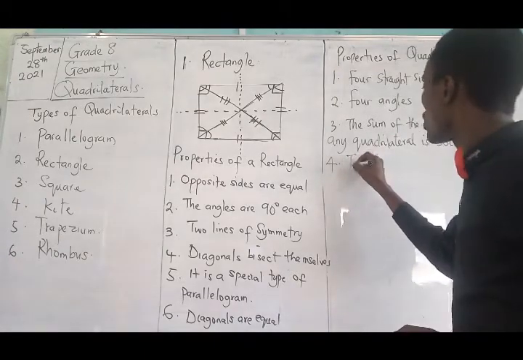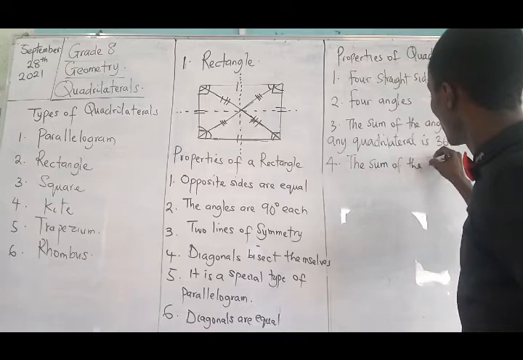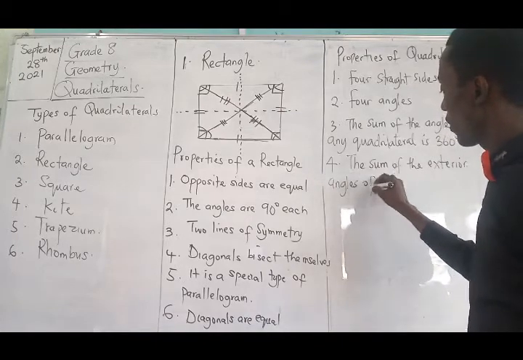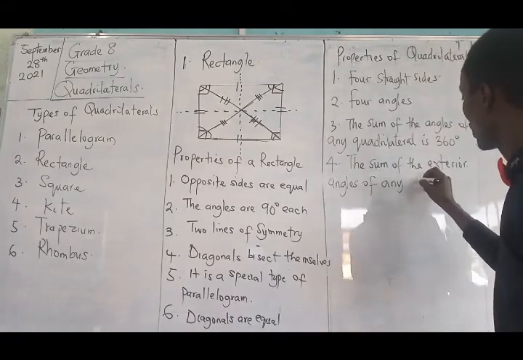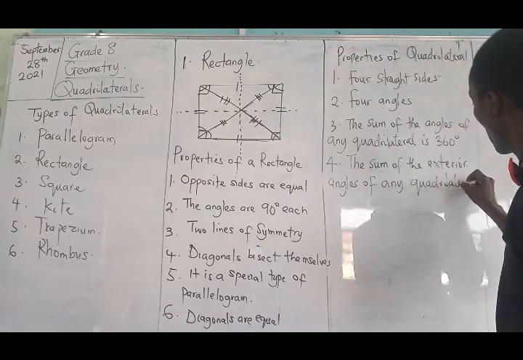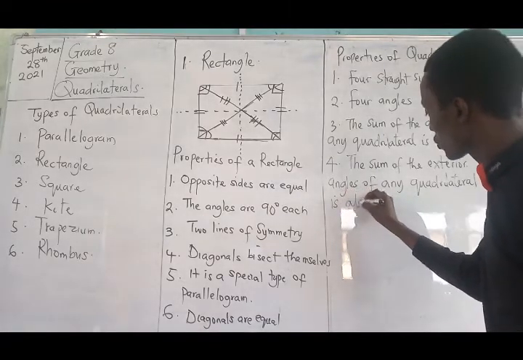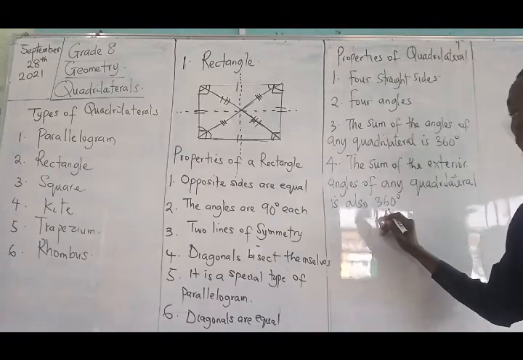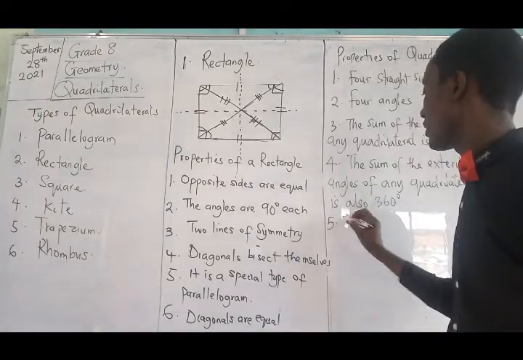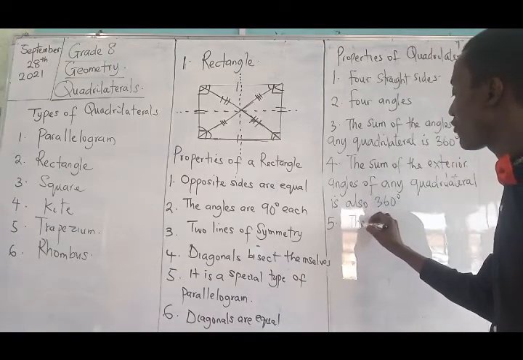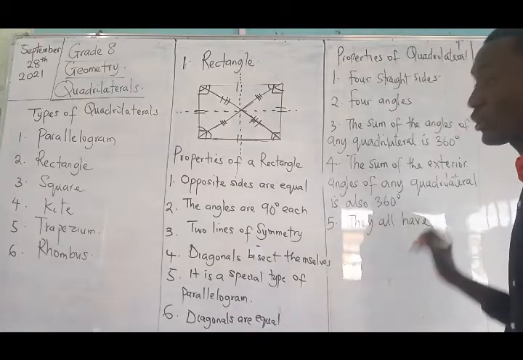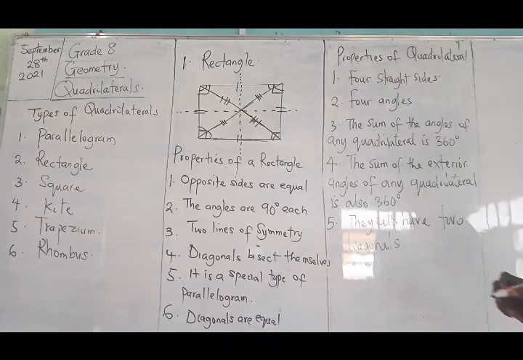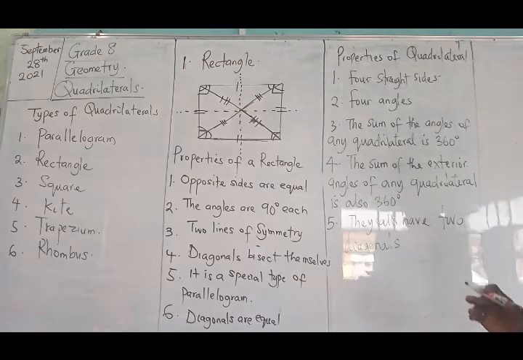Number 4, by this extension, the sum of the exterior angles of any quadrilateral is also 360 degrees. Take note of that. You're going to see this property in subsequent work. Now, number 5. They all have 2 diagonals. That's another very important property of quadrilaterals. They all have what? 2 diagonals.